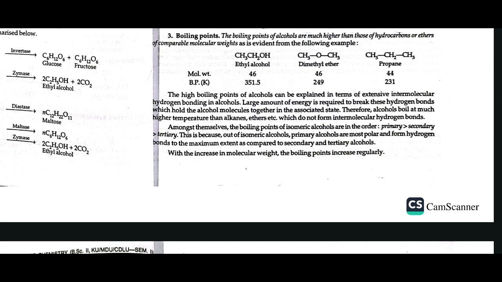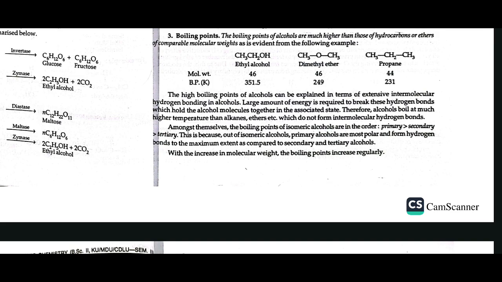The high boiling points of alcohols can be explained in terms of extensive intermolecular hydrogen bonding in alcohols. A large amount of energy is required to break these hydrogen bonds which hold the alcohol molecules together in the associated state. Therefore, alcohols boil at much higher temperature than alkanes, ethers, etc., which do not form intermolecular hydrogen bonds.